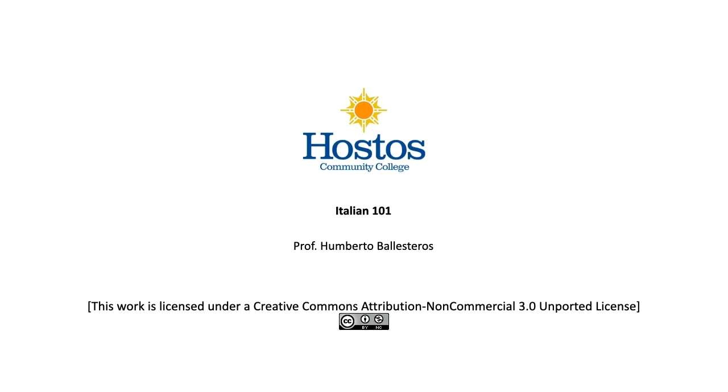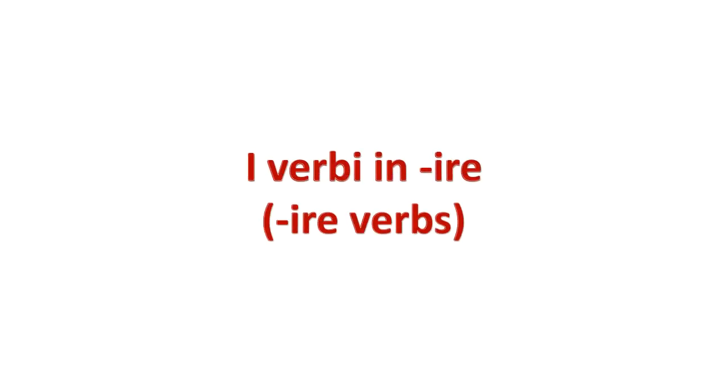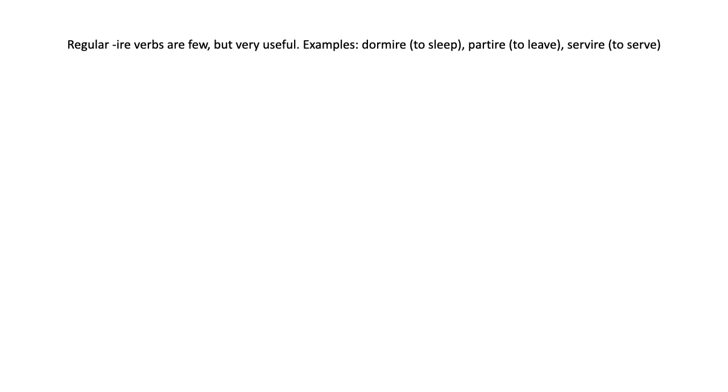Today we're going to do the very last of our regular verb groups, I verbi in ire, or ire verbs, okay? It is the smallest of regular verb groups, but it is very useful. Some examples are dormire, one of my favorite verbs. It means to sleep. Partire, which means to leave. Servire, which means to serve.